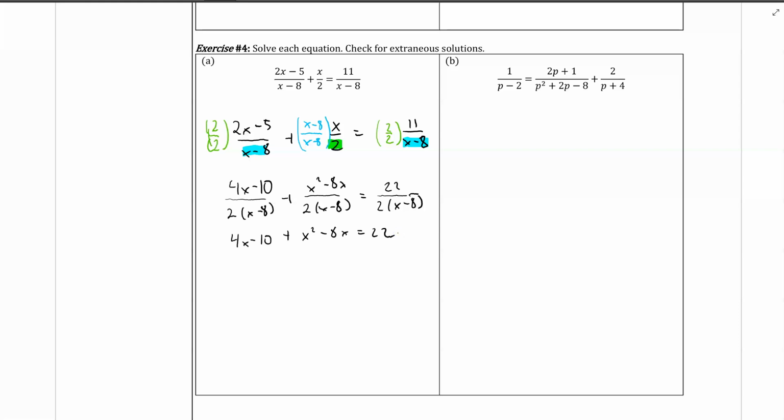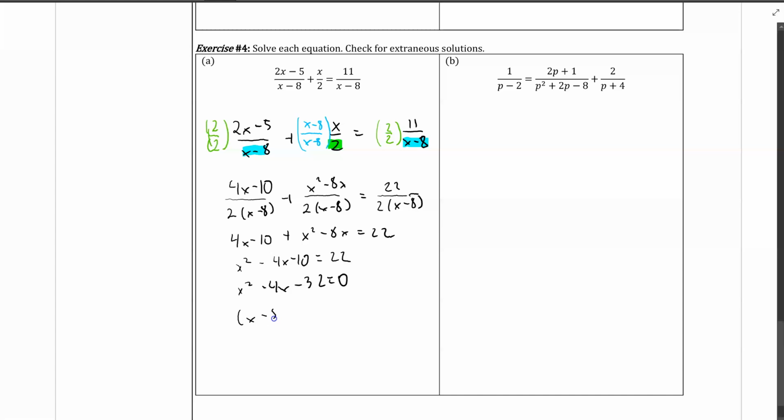From here, I'll go ahead and combine like terms on the left-hand side. So we have x squared minus 4x minus 10 equals 22. And then subtracting 22 from both sides gives us x squared minus 4x minus 32 equals 0. If you do the box method correctly, this will turn into x minus 8 and x plus 4 equals 0, which gives us solutions of x equals 8 and x equals negative 4.